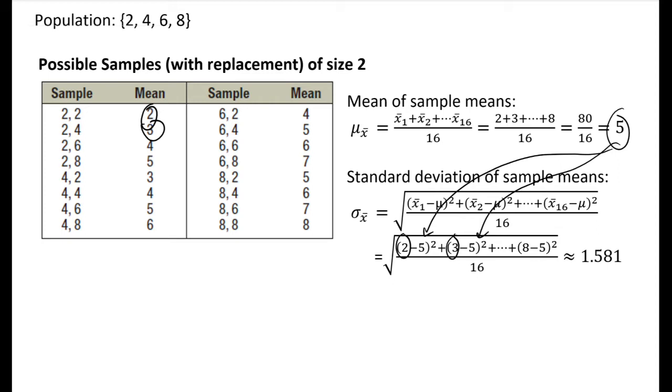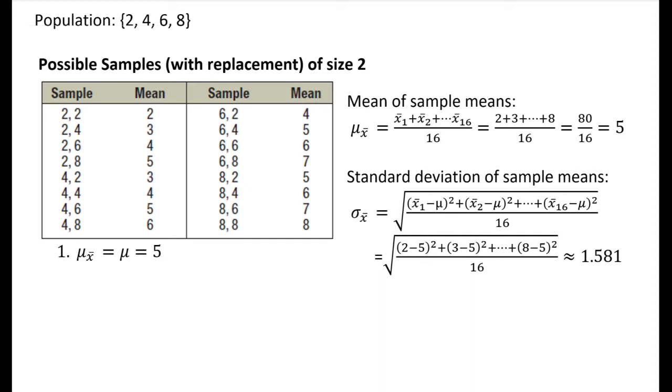Now notice our standard deviation here is smaller, right? This standard deviation right here, sigma x bar, is actually smaller than our original population standard deviation. And that's because of what we said earlier, right? The property has to be smaller. So let's go ahead and write down these two properties again.